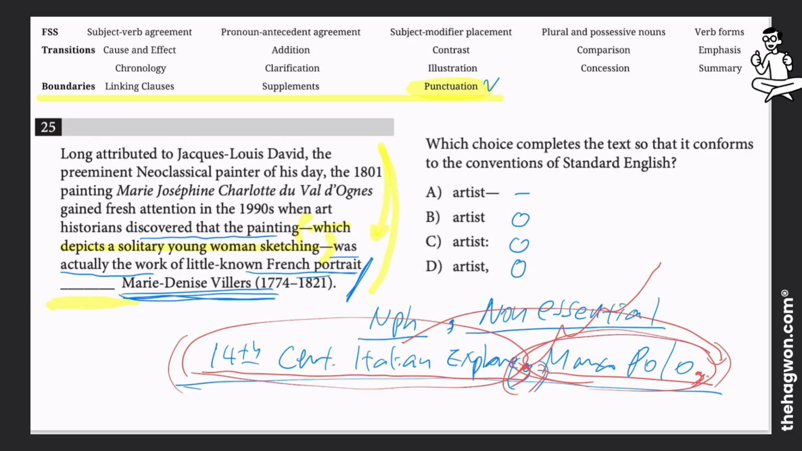But whenever the name comes at the end, just like Marie-Denise Villers, be sure not to put anything followed by the description, as you are making the name less important. So for conventions with punctuation, know that when you have essential information followed by description, we will simply go with no punctuation to keep it essential.